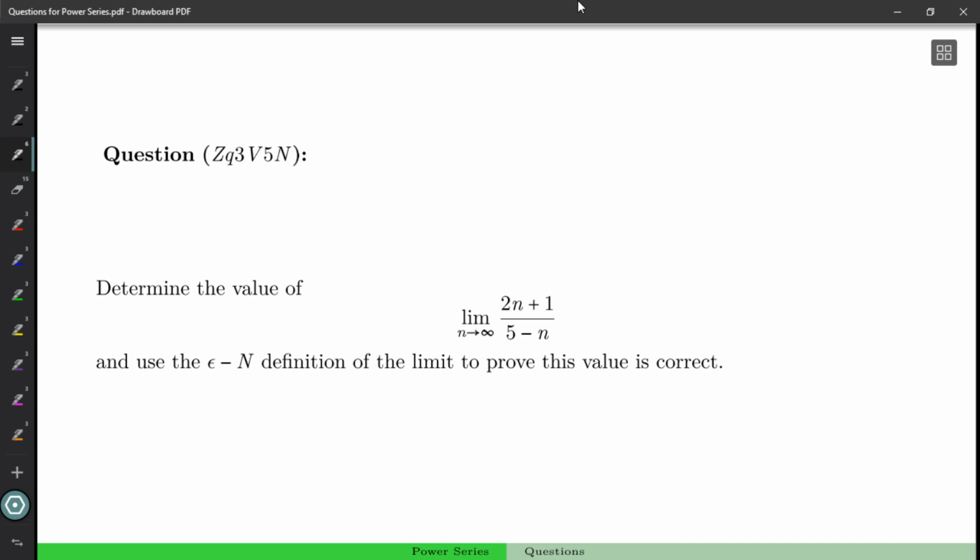Determine the value of the limit, as n tends to infinity, of (2n + 1)/(5 − n), and use the formal definition of the limit to prove that this value is correct.